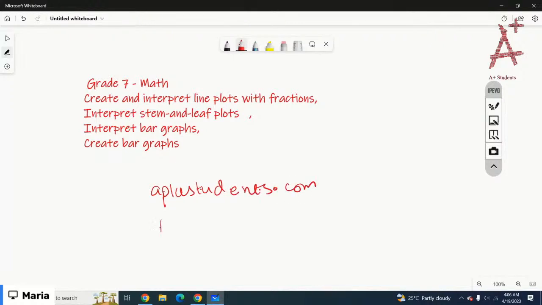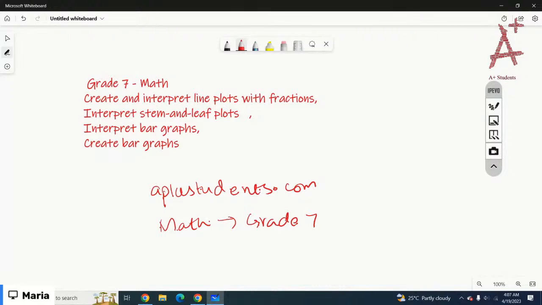Then you have to select math from the subject tab. Scroll down to grade 7 and then click on view all lessons. There you can find a list of the chapters. We're going to start with the chapter data and graphs.